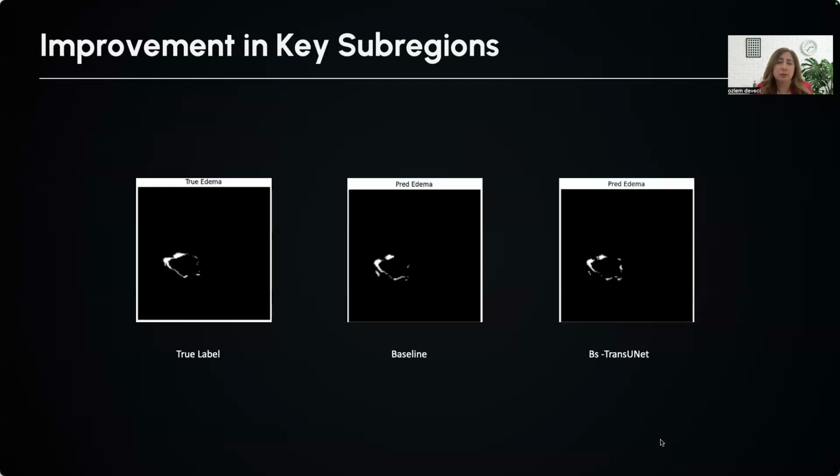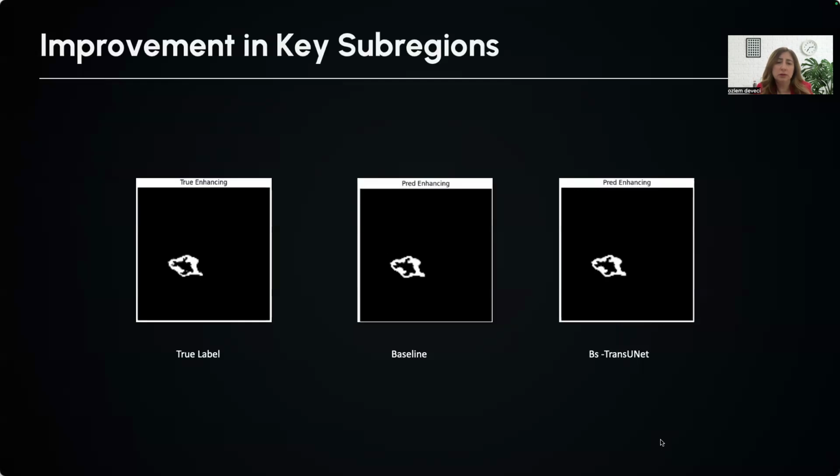In the second example, as we can see, the BS-TransUNet model produces sharper boundaries and significantly fewer false segmentations compared to the baseline model. In this example, most predictions from the baseline model appear similar, but with the BS-TransUNet, we can clearly see sharper edges and more refined boundaries in the region.